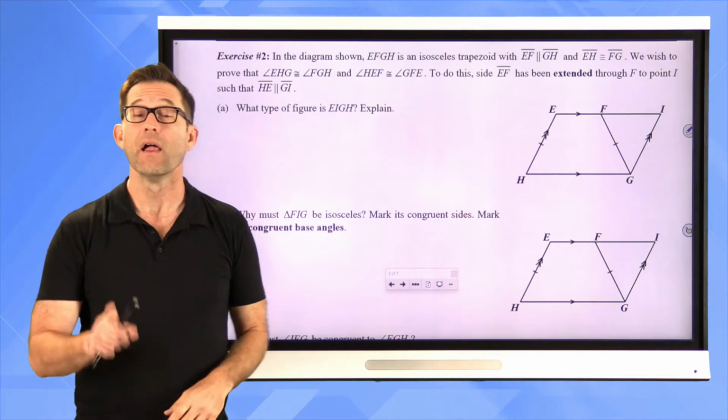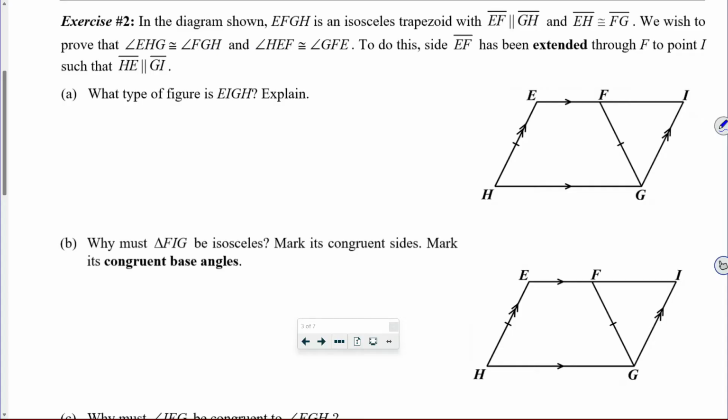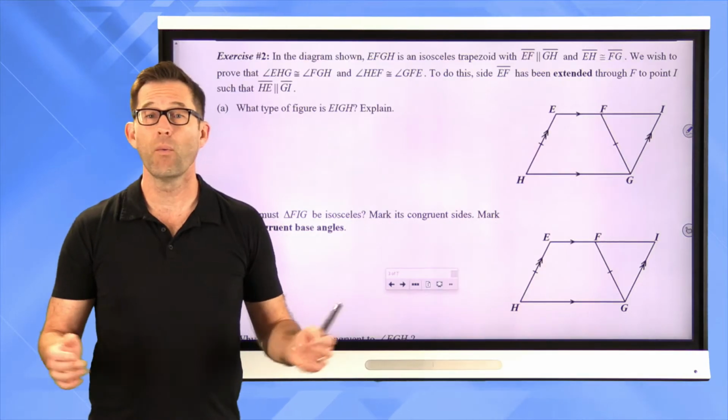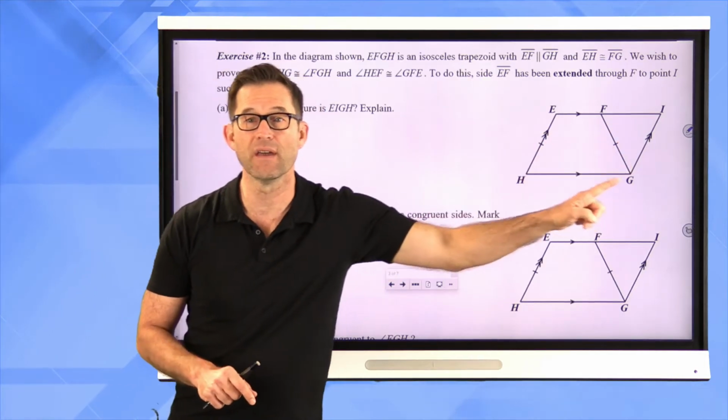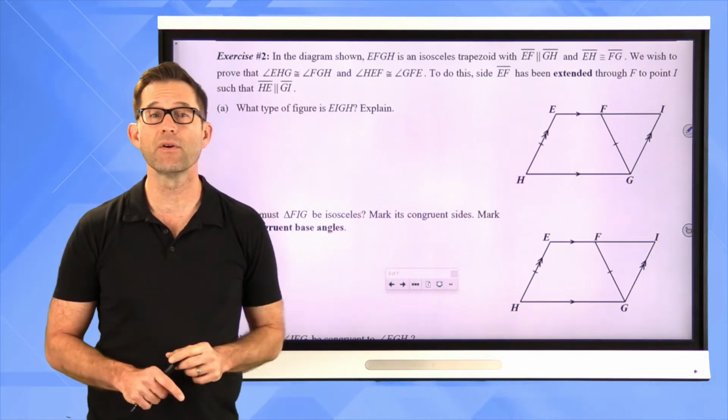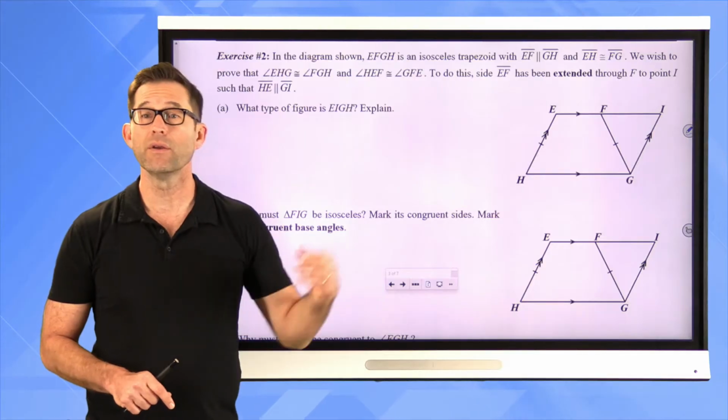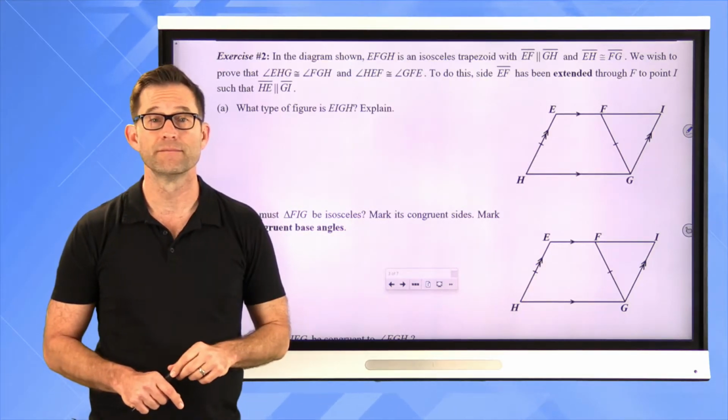So let's do that. Letter A. What type of figure is EIGH? Explain. All right, well, what type of figure is EIGH? Don't do it just based on looking at it. Do it based on what you know right now about the figure.